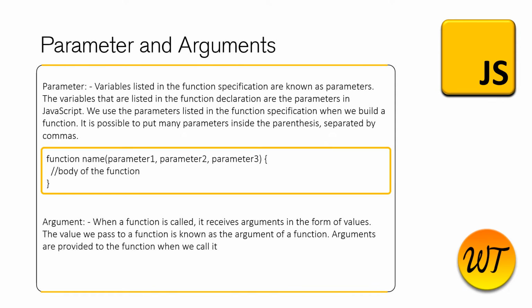Parameters: variables listed in the function specification are known as parameters. The variables that are listed in the function declaration are the parameters in JavaScript. We use the parameters listed in the function specification when we build a function. It is possible to put many parameters inside the parentheses, separated by commas. Argument: when a function is called, it receives arguments in the form of values. The value we pass to a function is known as the argument of a function. Arguments are provided to the function when we call it.